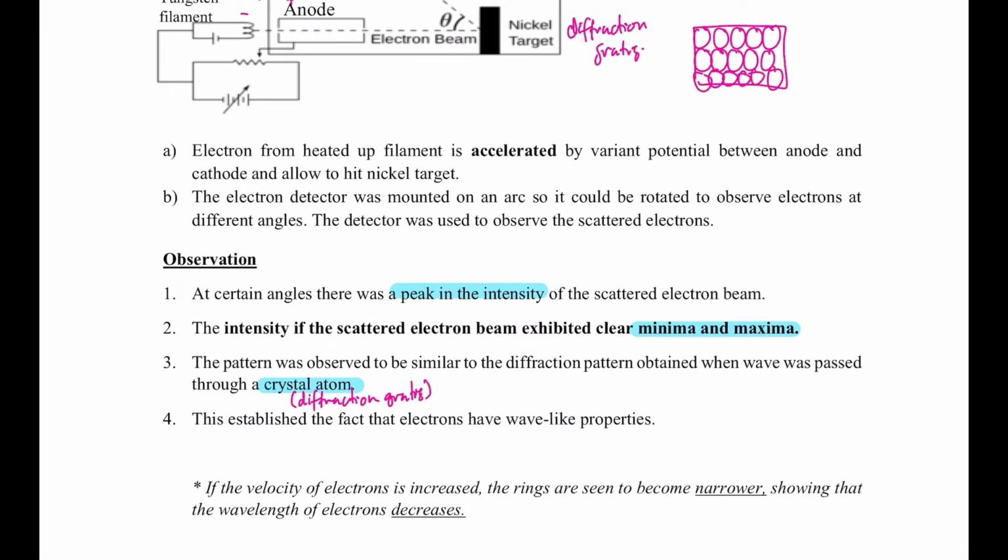Okay, this establishes the fact that electrons have wave-like properties. So dia punya, kenapa dia particle? Sebab dia ada mass dan juga dia ada speed. Okay, kenapa dia boleh jadi wave? Because dia boleh menghasilkan diffraction pattern.